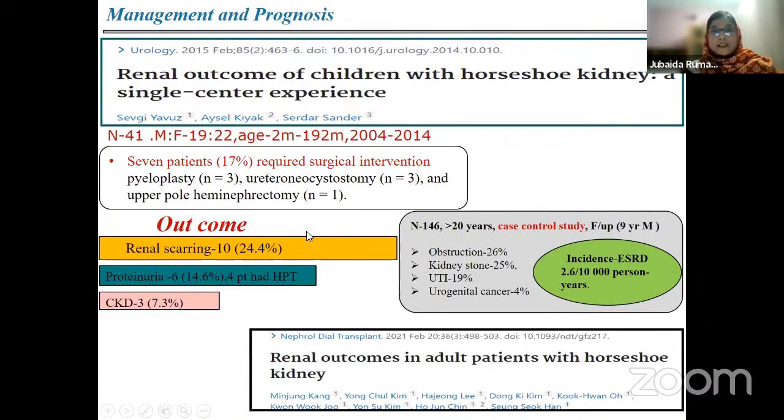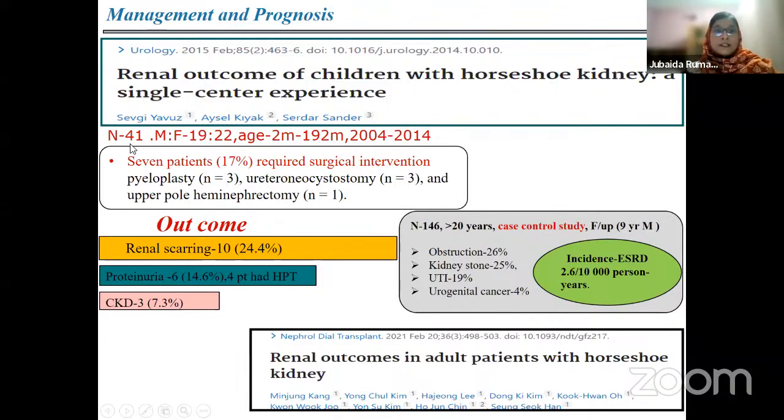For management of the horseshoe-shaped kidney, the most important thing is the follow-up, because when the horseshoe-shaped kidney is associated with other extrarenal manifestations or other urogenital problems, the child should be kept in routine follow-up. So here, in these two studies, one is from the children's side and the other is from the adult side.